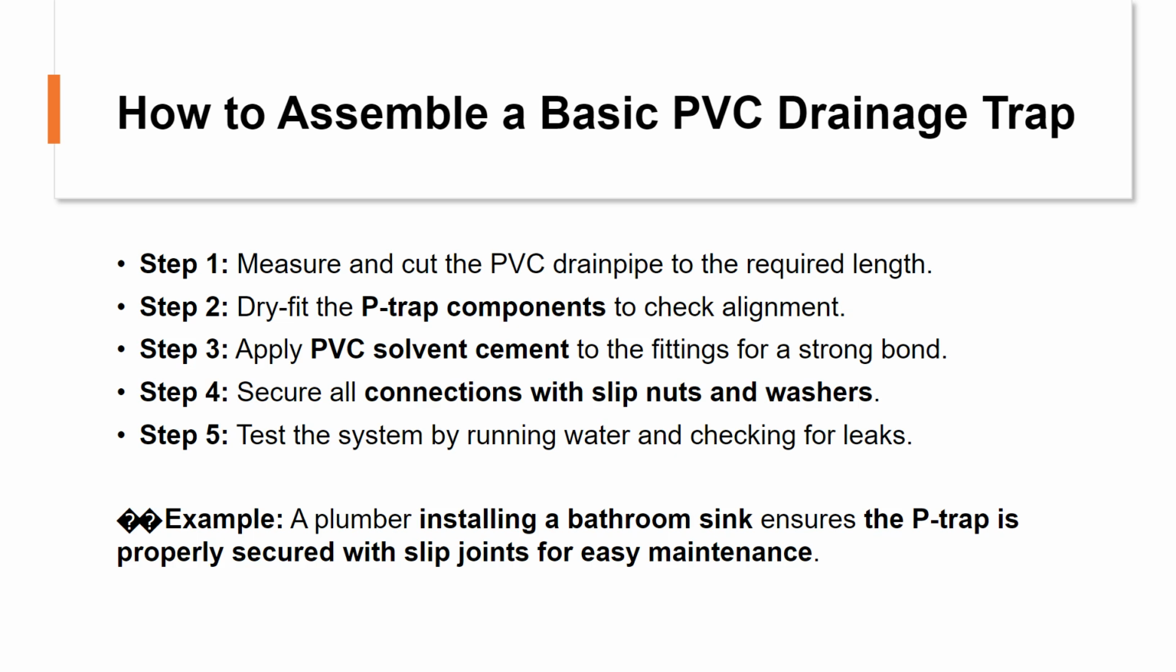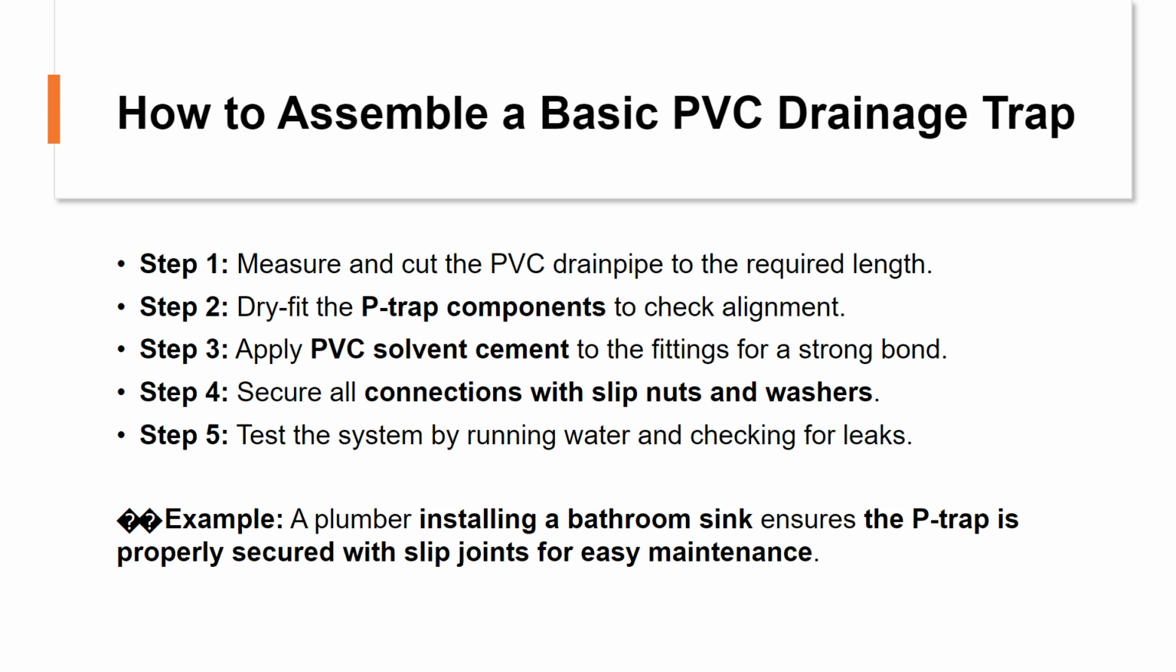3. Dry fit. First, assemble the trap without glue. Make sure it fits cleanly under the sink and connects to the drain without stress or bending. 4. Apply solvent cement. Once the fit is perfect, apply solvent cement to both the pipe and the fitting. Work quickly. This stuff dries fast.